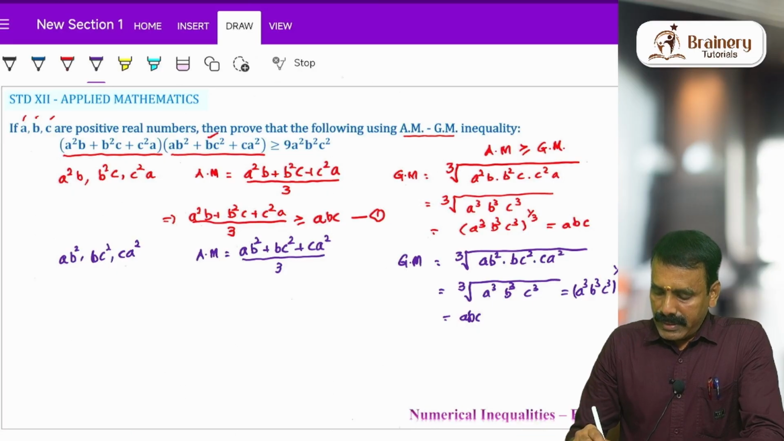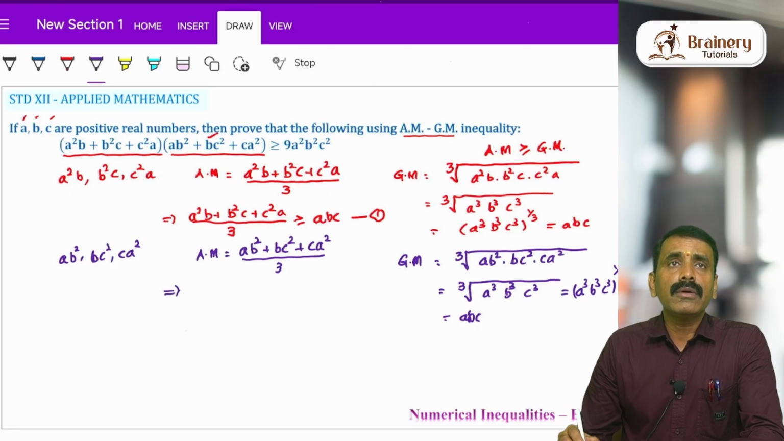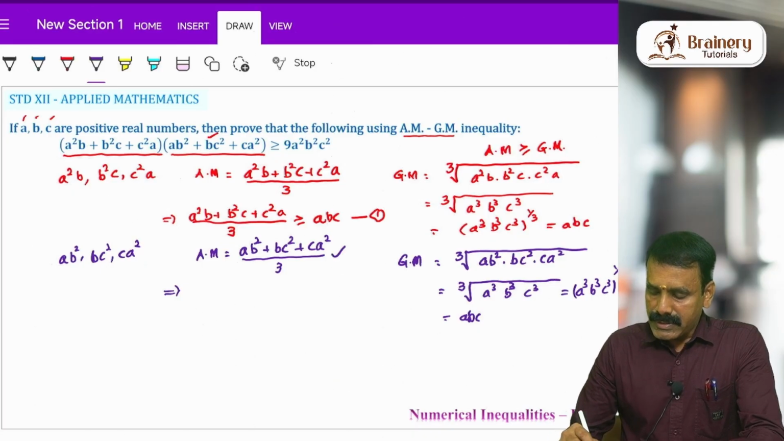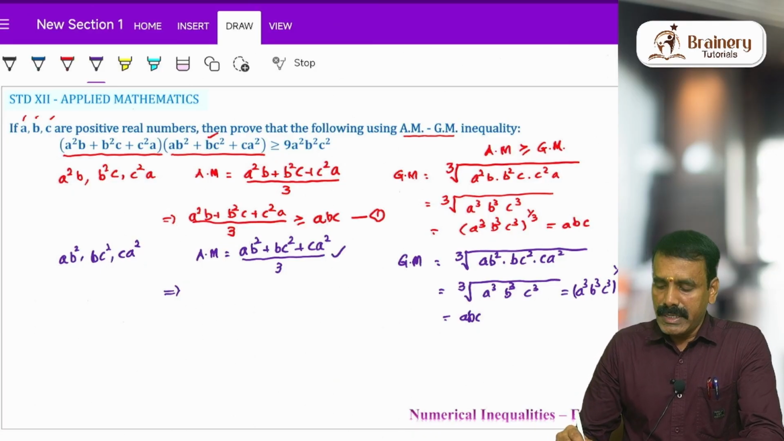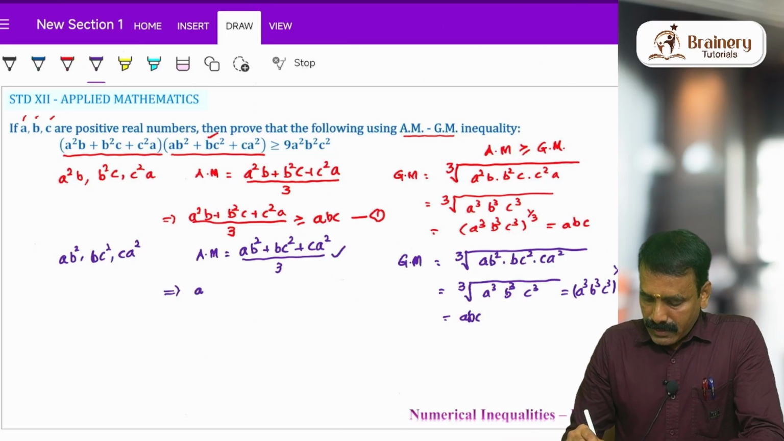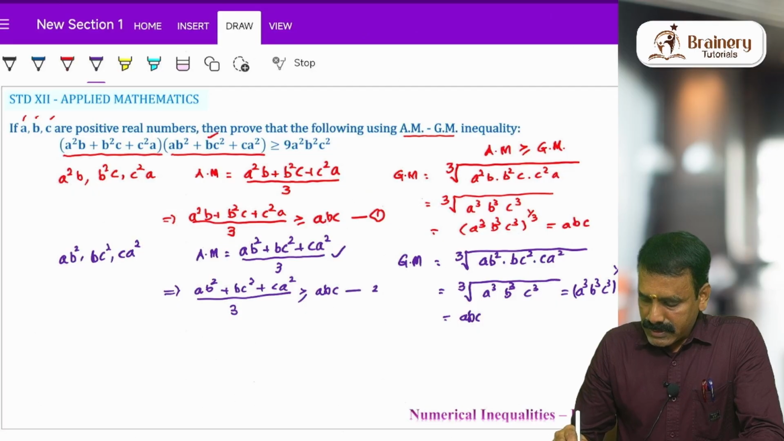Okay, and if you apply the AM GM inequality, AM is always greater or equal to GM. Your AM is this expression, AB square plus BC square plus CA square divided by 3. And this expression is going to be greater or equal to ABC. So we write AB square plus BC square plus CA square divided by 3 is greater or equal to ABC. This is the second expression.